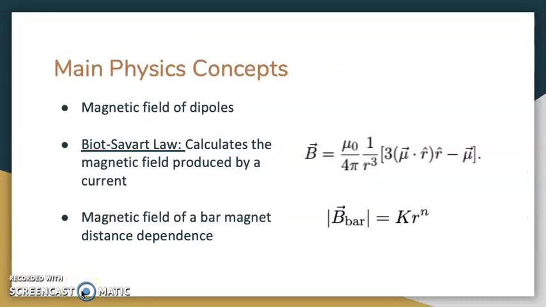Physics concepts used within this lab are the concept of a magnetic field produced by a dipole, also the Biot-Savart law, which is the law that calculates the magnetic field produced by a current, specifically the form shown to the right, and then lastly that a bar magnet has a distance dependence related to its magnetic field, which also has a relation shown to the right.